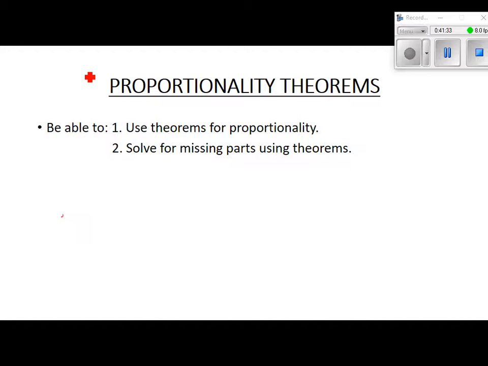Start copying this down. Proportionality theorem. Write quickly because you got about 10 seconds and I'm changing the slide. 9, 8, 7, 6, 5, 4, 3. Before I get to 0 here.